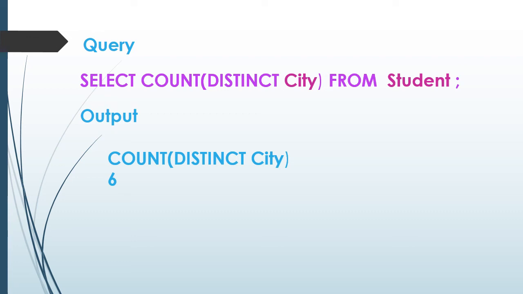The result is a single number 6. Notice that the name of the column in the row set is count. This is the name of the function, not the name of any column in our table.